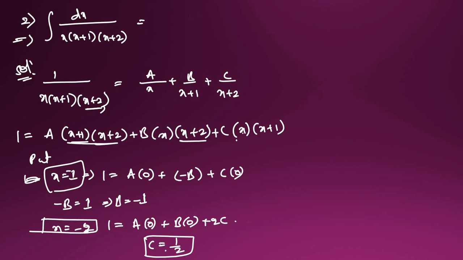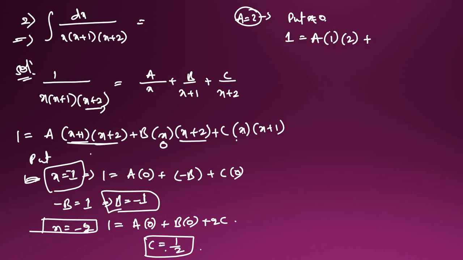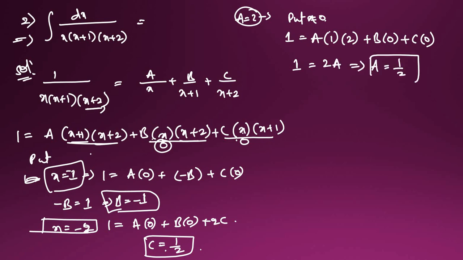Now we have got b and c, and we have to find a. So put x is equal to 0 in this one. 1 is equal to a into x plus 1 means 2, plus b into 0, plus c into 0. So 1 is equal to a into 2, which is 2a. So from this a is equal to 1 by 2.